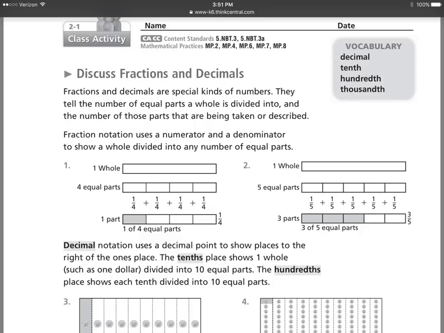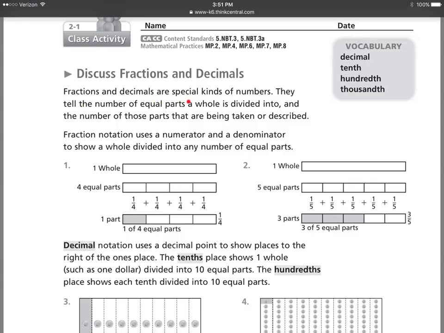At the end of this lesson, you should know the vocabulary. You will know what a decimal is. You should know where the tenths, hundredths, and thousandths place are located on a decimal. Follow along with me as I read from the top.